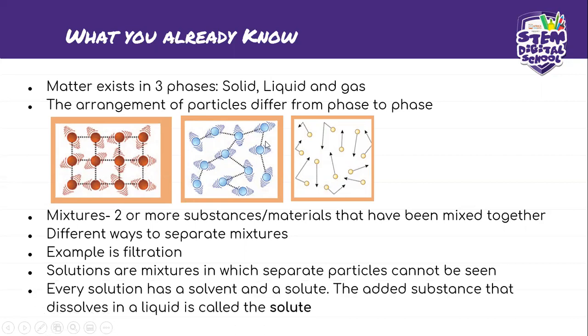Okay, so the next point is that every solution has a solvent and a solute. The added substance that dissolves in a liquid is called the solute. What we mean by that is that the solute is the minor component in the solution. For example, if we have a cup of water and we are adding a teaspoon of sugar, then our sugar will be what we refer to as a solute. It is the minor substance or the minor component in the solution.